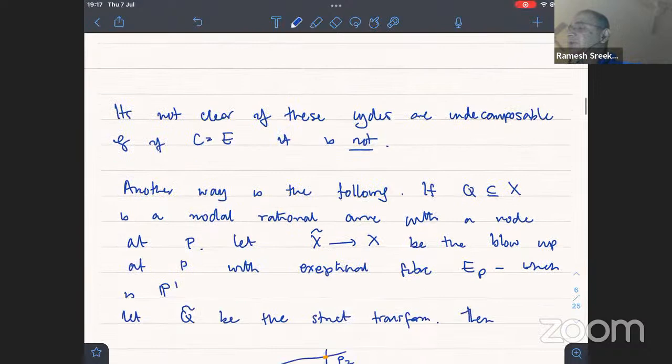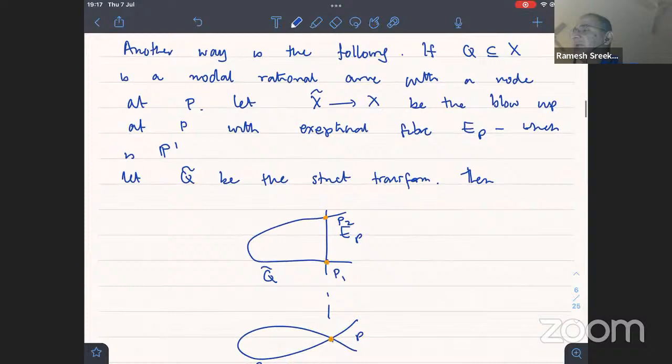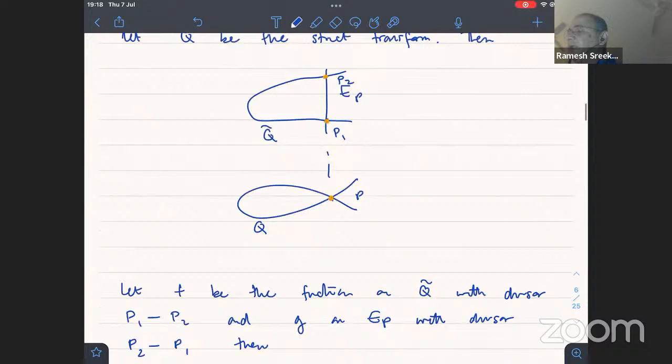Then another way is the following. If Q containing X is a nodal rational curve with a node at a point P, and X tilde is the blow up of X at P with exceptional fiber EP, which is the P1, then let Q tilde be the strict transform. So you'll have this curve Q, which has a node here, and then when you blow it up, you have this strict transform, which will meet EP, the fiber, at two points, P1 and P2, if it's an ordinary node. Otherwise, you do it a few times if you have a node of higher order.